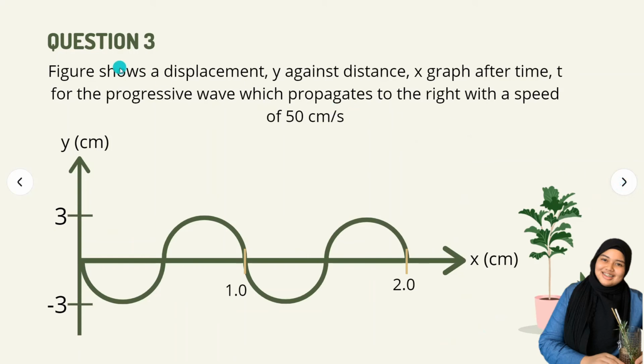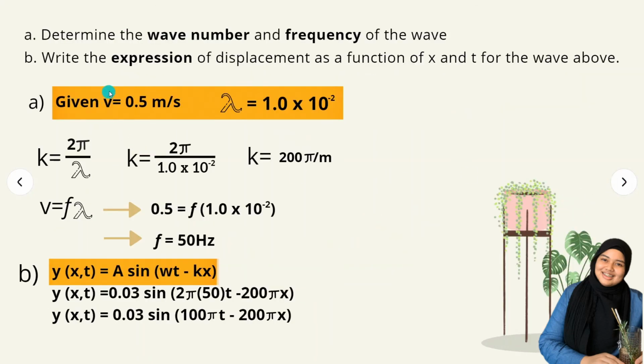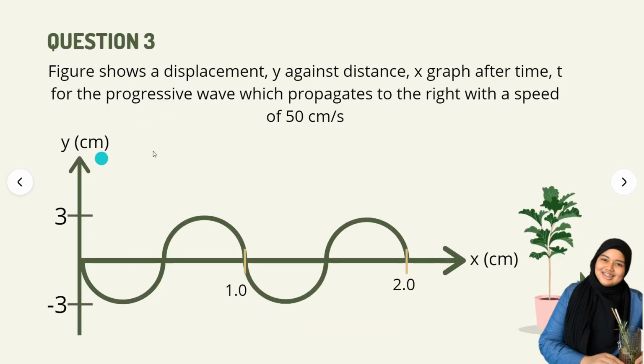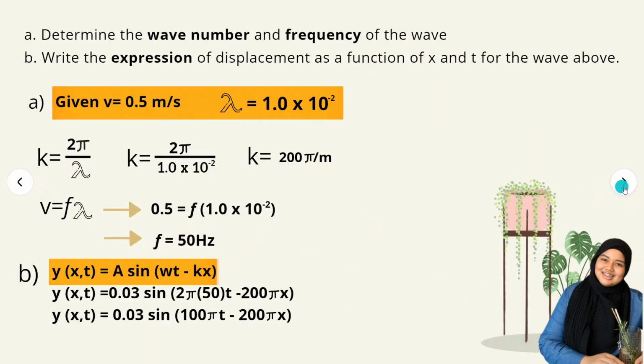Next, question 3. The figure shows a displacement y against distance x graph at time t, for the progressive wave which propagates to the right with a speed of 50 cm per second. In the question, given v equals 0.5 meter per second and wavelength is 1 cm. But we convert to meter and we get 1.0 times 10 to the power negative 2. A. Determine the wave number and frequency of the wave.